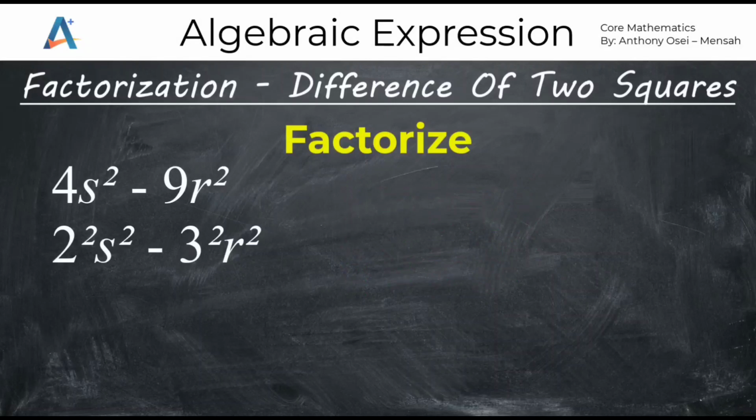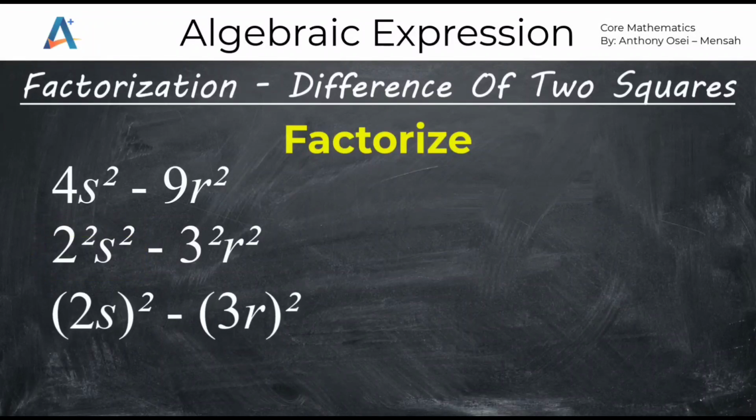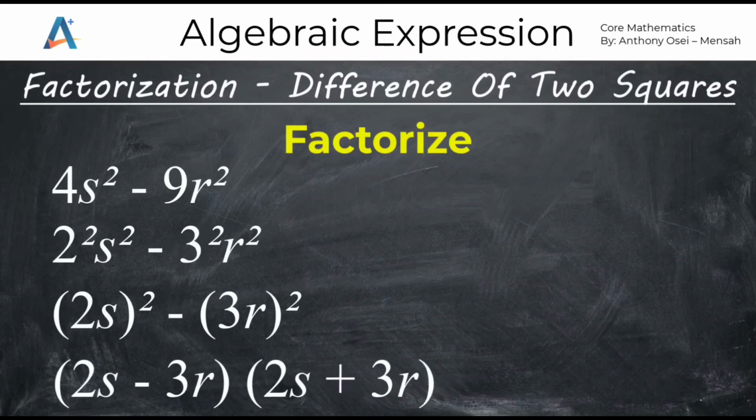Now, we will still have to get our 2 squares with the subtraction sign. So 2 squared s squared can be written as (2s) all squared. Then minus (3r) all squared, representing 3 squared r squared. Now that we have 2 squares with a subtraction sign, we can talk about difference of 2 squares. Let's now continue by drawing 2 brackets. Then we have the first square, which is 2s, minus the second square, which is 3r. Then we have the same thing with the addition, so 2s plus 3r. This will therefore become the final answer for the question 4s squared minus 9r squared.